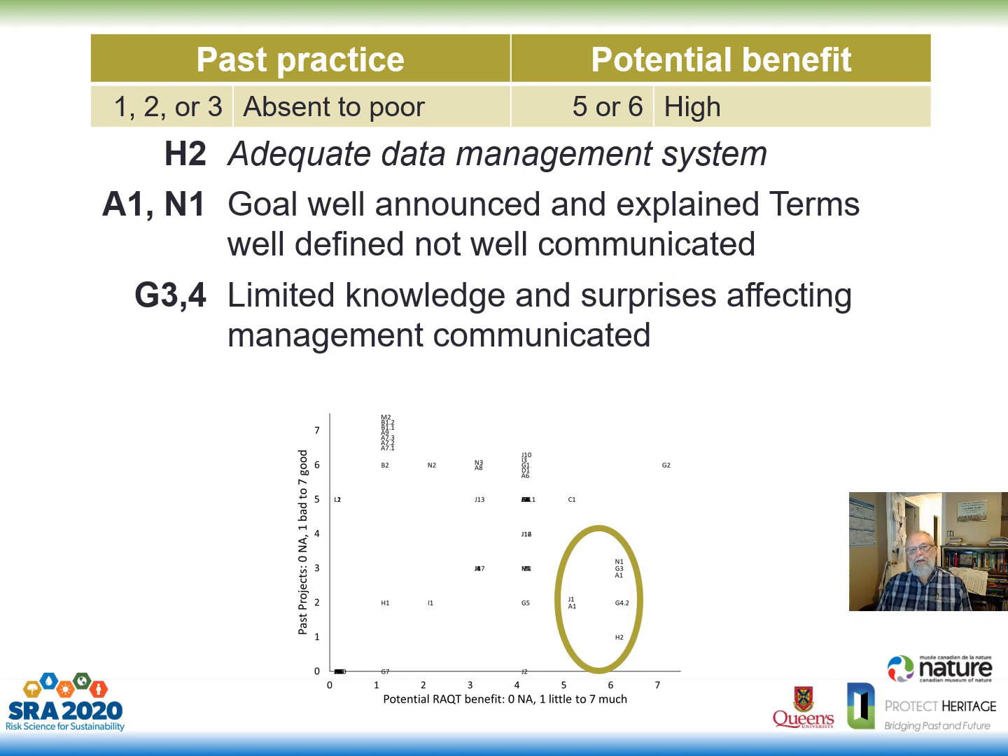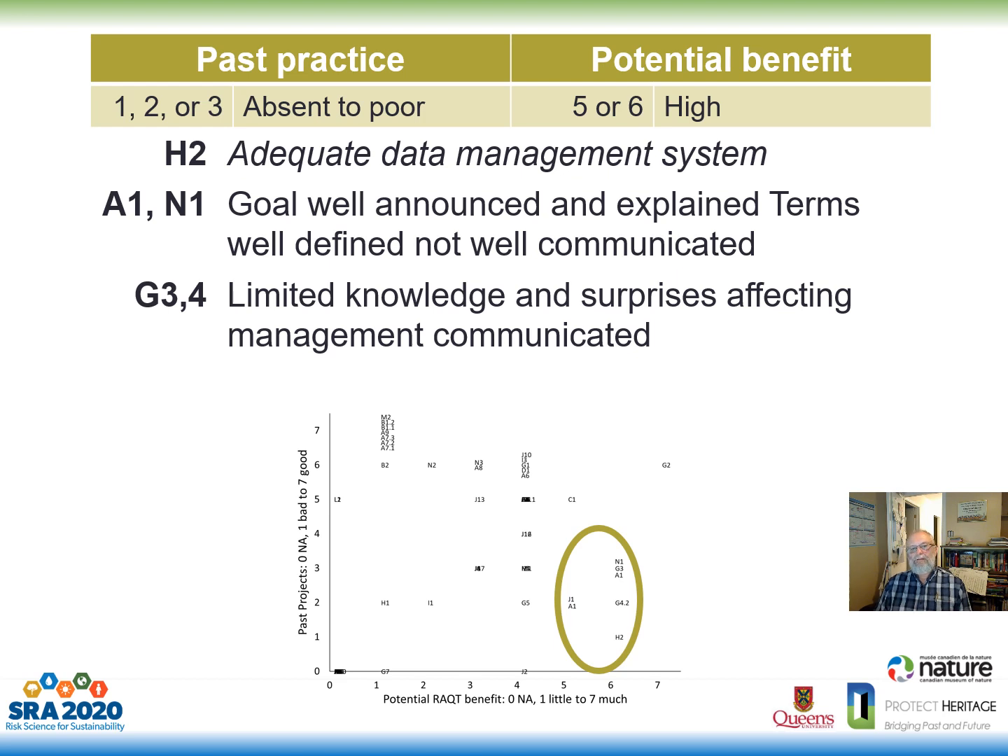Questions A1, N1 have to do with the goal being well announced and explained, and terms well defined, but they were not well communicated to all stakeholders. So I think here we have some real room for improvement. Although the terms were well defined, they were not well communicated.